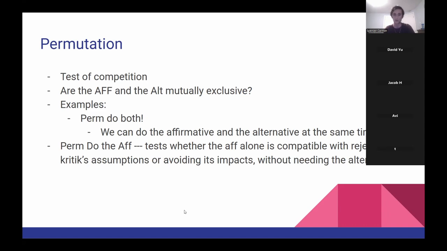So an example of perm do the aff is to say, no, our affirmative is good and it is anti-capitalist and it's against the military industrial complex, which means that it does reject the critique's assumptions and it avoids the impacts. You don't need to do the alternative.